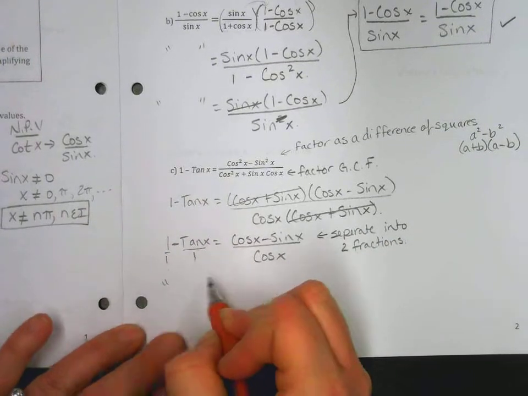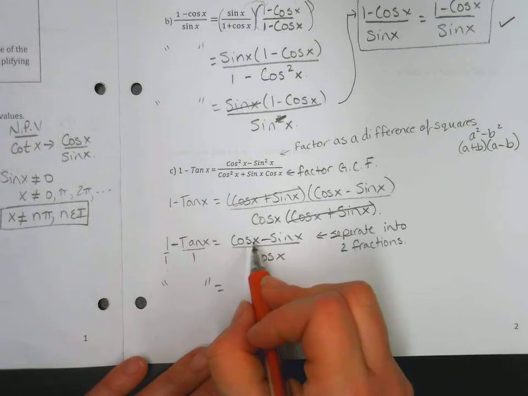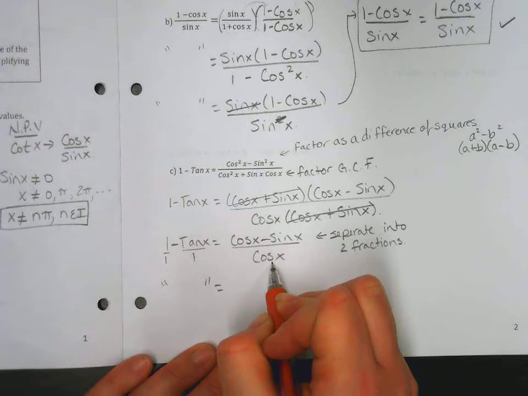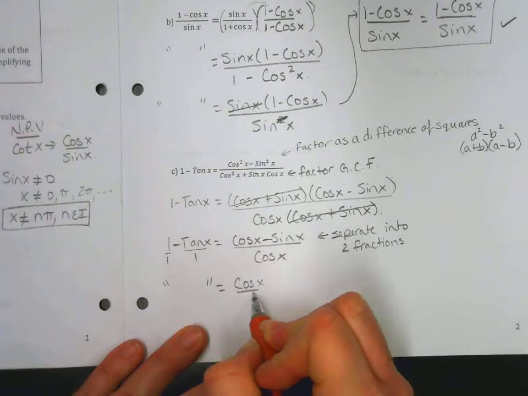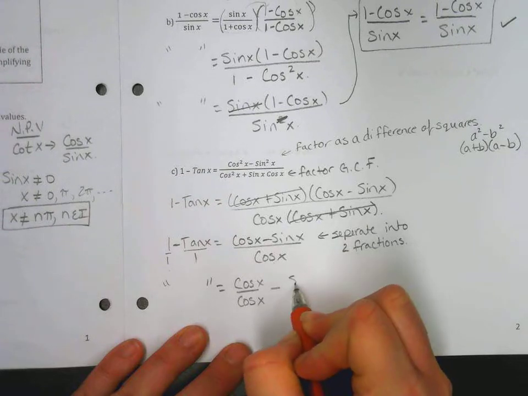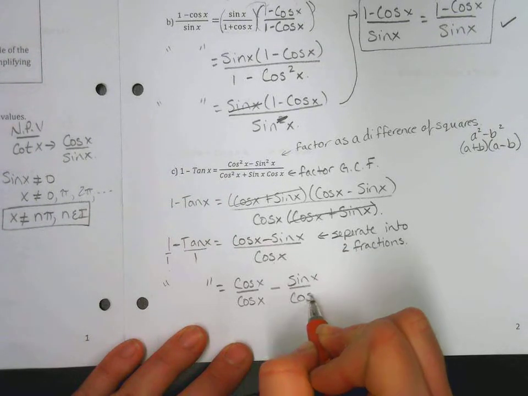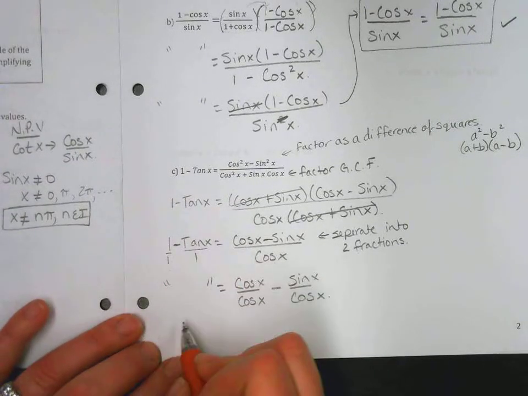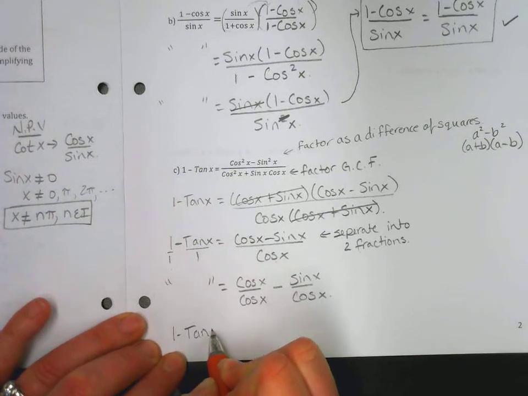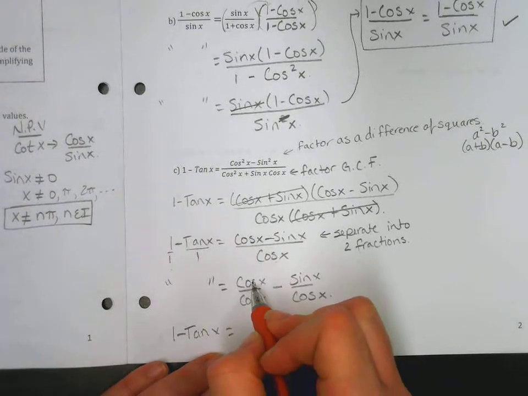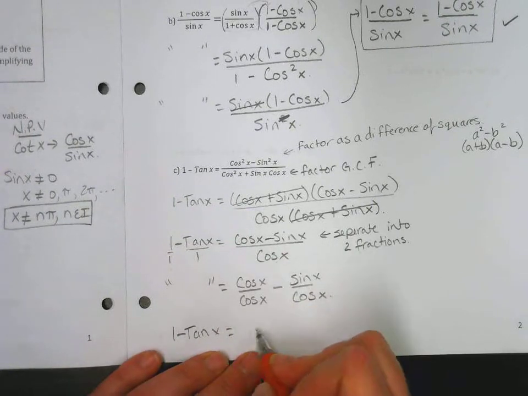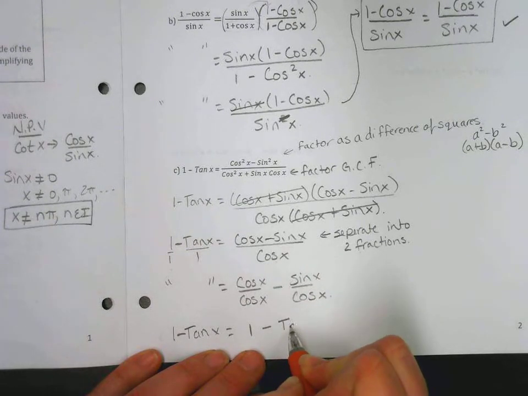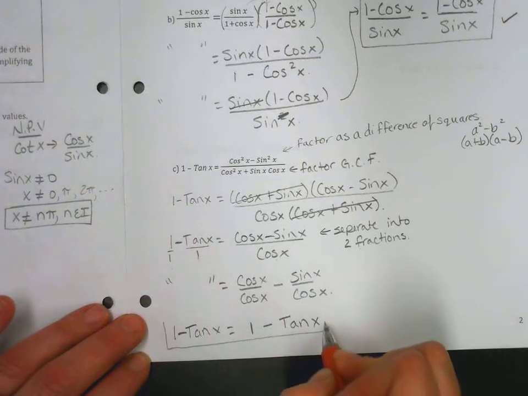So again, I'm not going to do anything with my left side. I'm just going to put quotations there for now. So how do you separate this into two separate fractions? Each of these numerators would be over the same denominator. So this would be cos of x over cos of x minus sine of x over cos of x. So now it's kind of looking good here. Now the left side is 1 minus tangent of x. Cos of x divided by cos of x, well, anything divided by itself would be 1, minus sine over cos is tangent. And we are done.